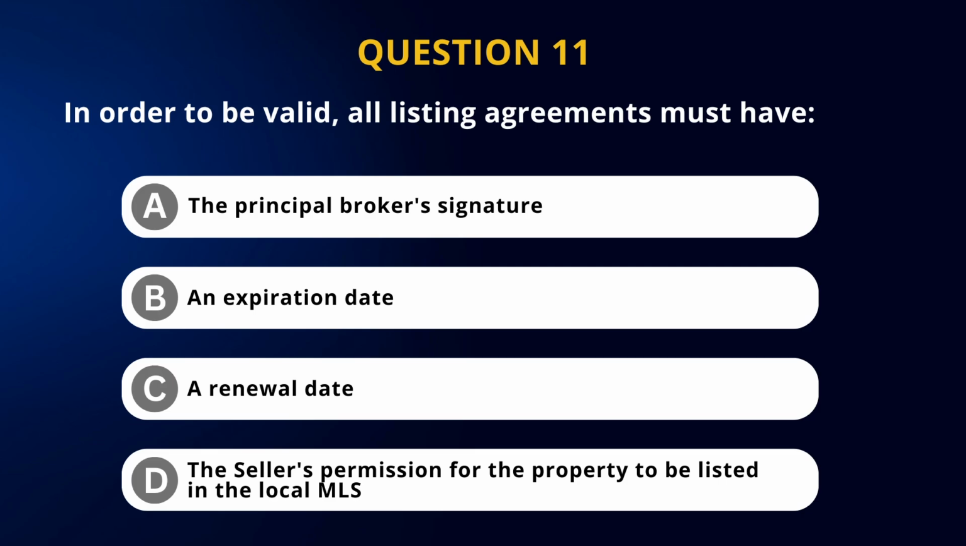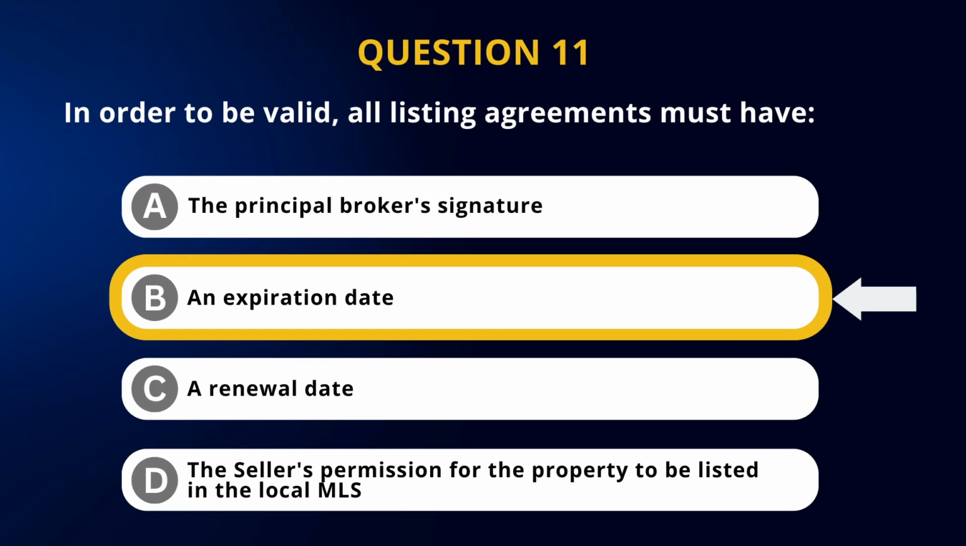And the answer is letter B, an expiration date. Okay, so listing agreements need to have an expiration date. Even an open listing will have some sort of an expiry date. So in order to be valid, listing agreements must have an expiration date.